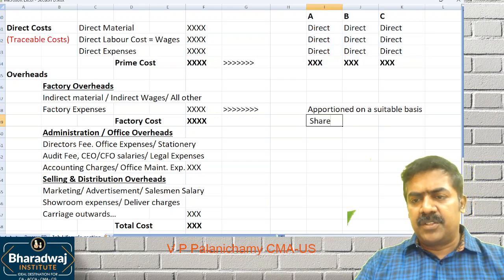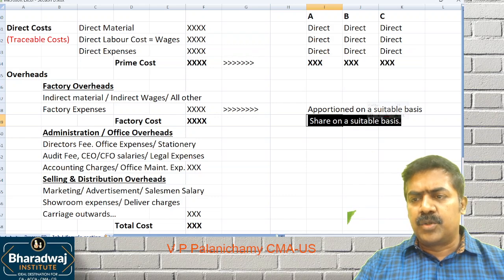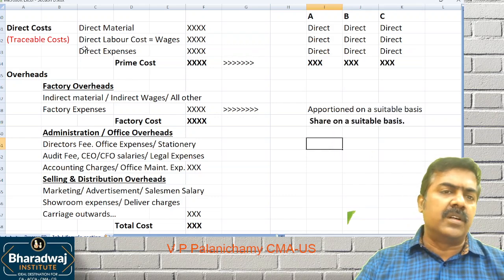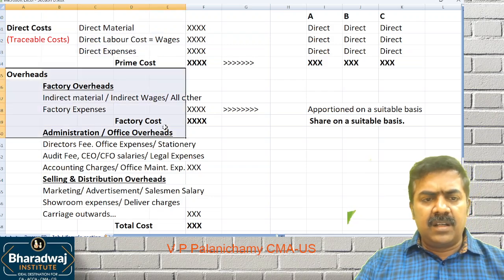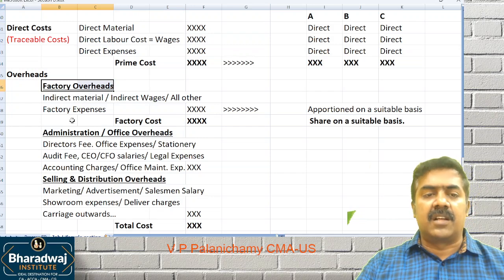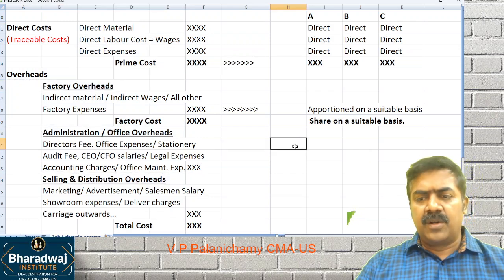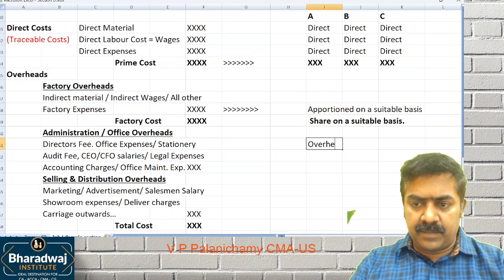Apportion means share on a suitable basis. How to share it on a suitable basis? That is what we are going to learn in overheads. So overheads, we are going to classify based on the function. This is called functional classification. Factory, administration, and which one? Selling overheads.